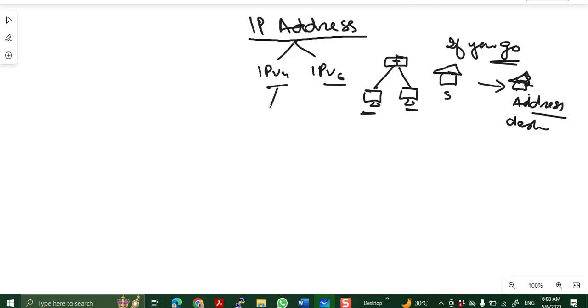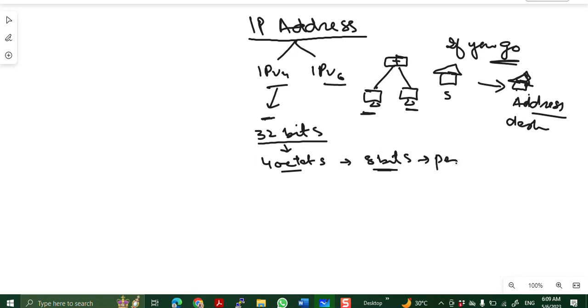Now we will study in today's lecture about IP version 4. We are focusing on IP version 4. In IP version 4 the total number of bits is 32. There are 32 bits in an IP version 4 address, and these 32 bits are divided into four octets, and each octet consists of 8 bits, and the octets are separated by a period, a dot.